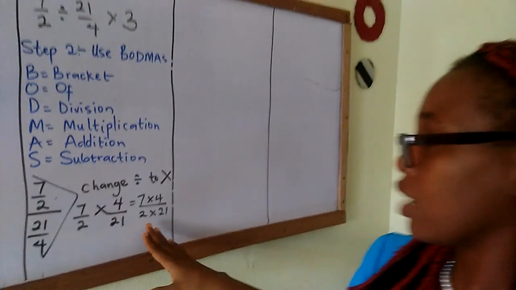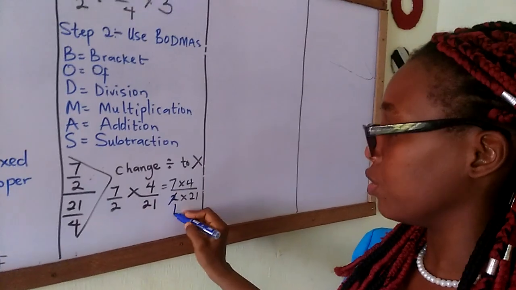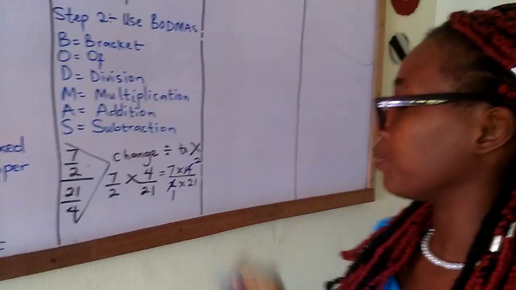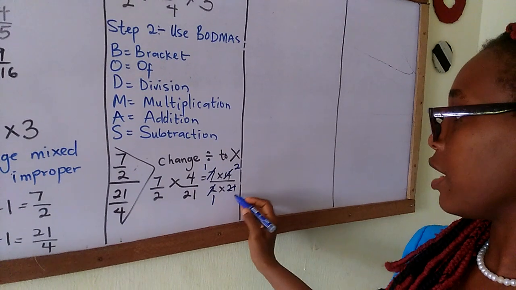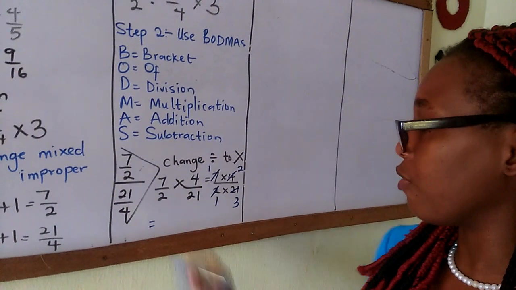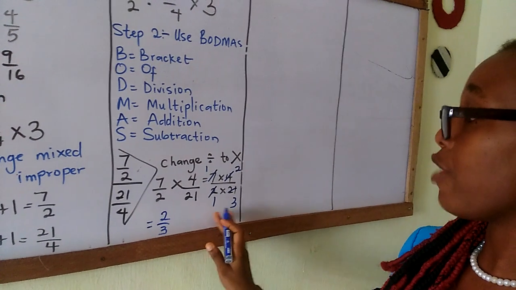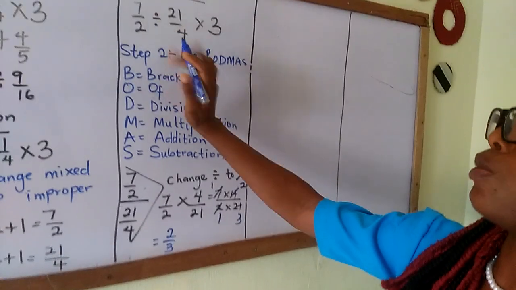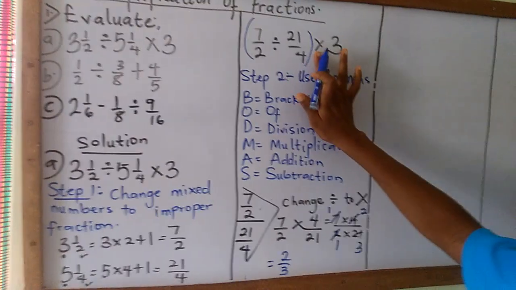Yes, we have a number that can go into 2 and 4. So 2 here is 1, 2 here is 2. Even 7 and 21, 7 here is 1, 7 here is 3. So we have our final answer 2 over 3. When I say our final answer, that means for this and this. We have just solved this and this. We have done the division, but we've not done multiplication.